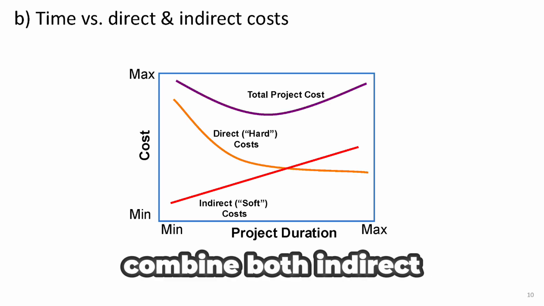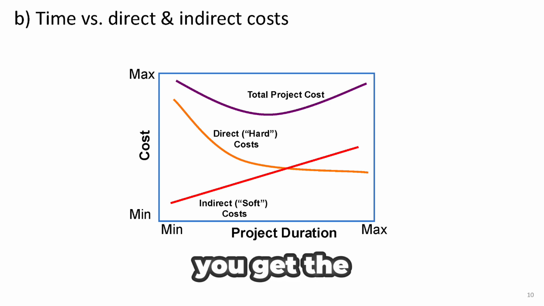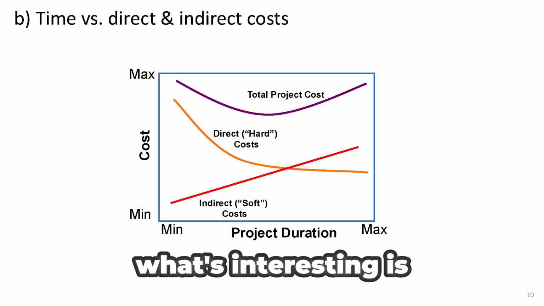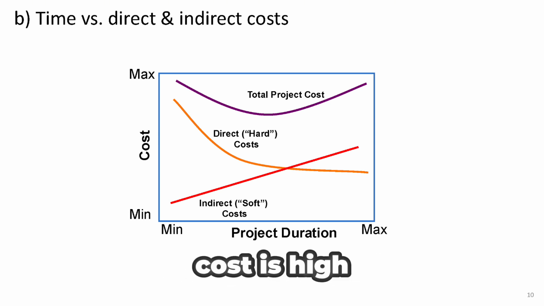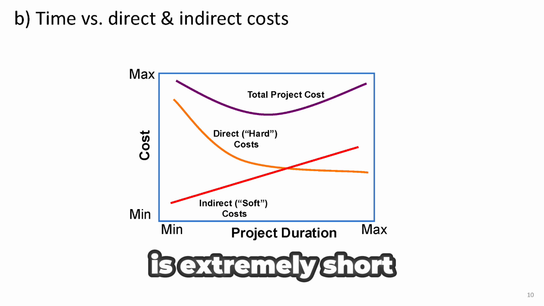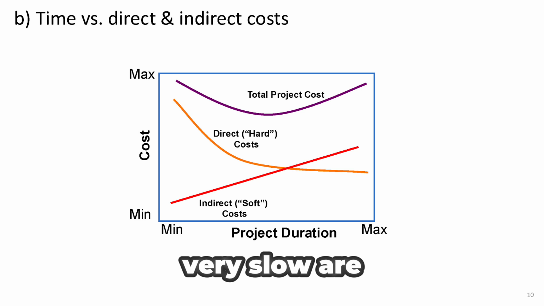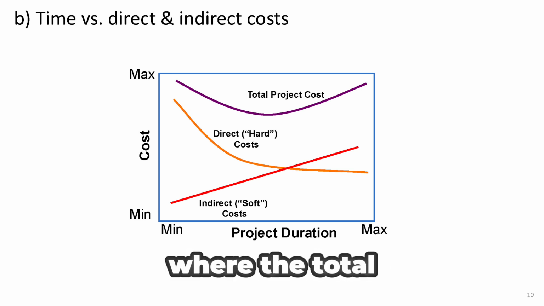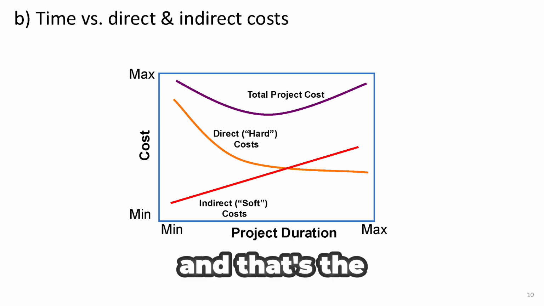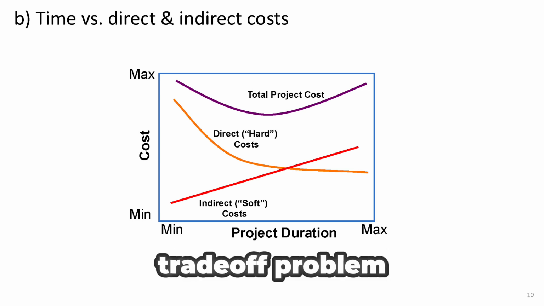Now, when you combine both indirect and direct costs, you get the total project cost. What's interesting is that this total cost is high when the project is extremely short or extremely long. In fact, it usually forms a curve, where both ends, very fast and very slow, are more expensive. The goal is to find the ideal duration where the total cost is minimized, and that's the ultimate goal of the time cost trade-off problem.